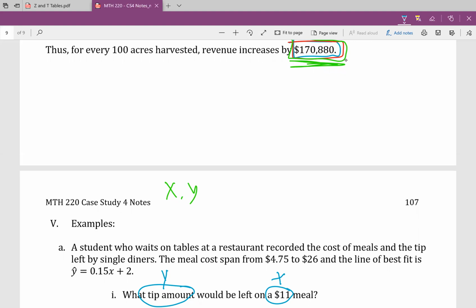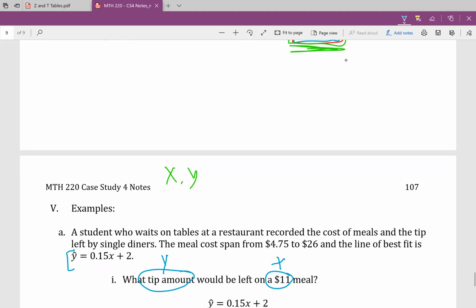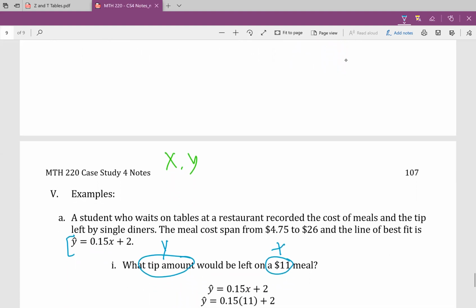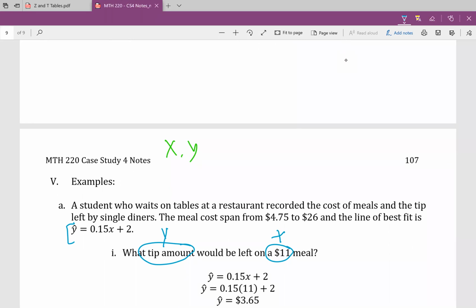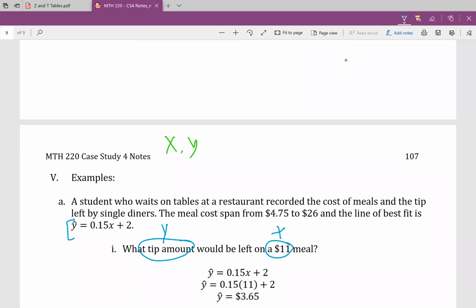Okay, so what tip amount would be left on an $11 meal? So if 11 is X, well then I'm just going to take my line of best fit right here, and I'm going to plug in 11 for X. All right, take a moment, pause here, use your calculator. You should get 3.65. So for an $11 meal, we can predict that the tip amount should be $3.65.